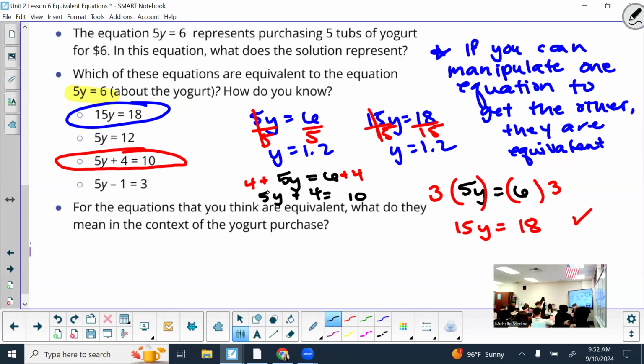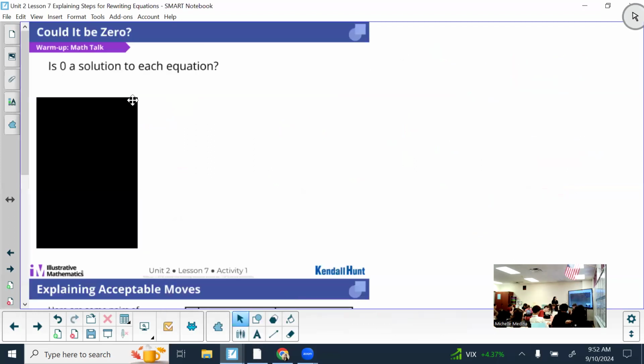We're going to move on to 2.07 now, which is still something about equivalent equations, explaining steps for rewriting them. Kind of like adding 4 on both sides would be a step. Multiplying 3 on both sides would be a step. So let's move on to the paper you picked up today.